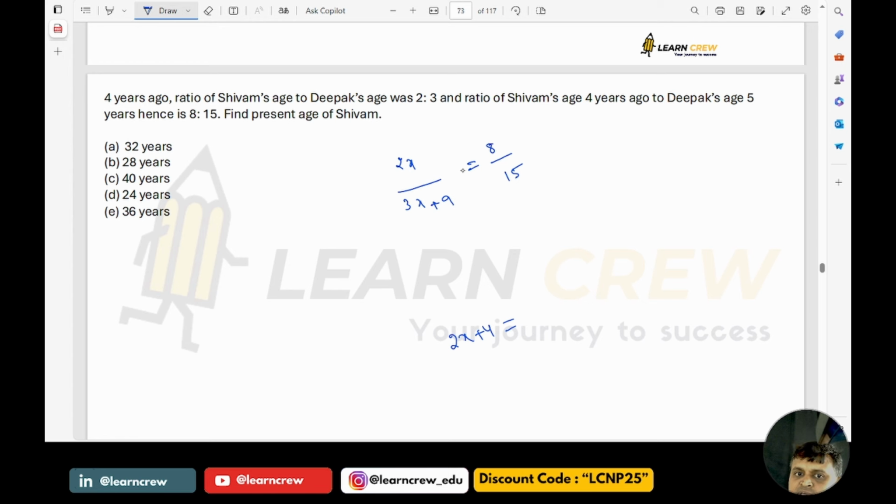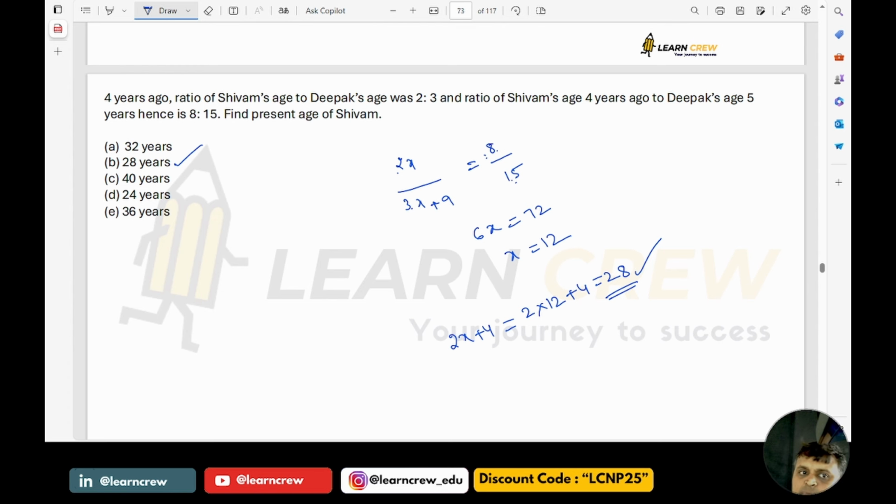So now if you see here, 30x minus 16x. 30x, 15 into 2, 30 minus 24. 6x is 72, so x is 12. You need 2x plus 4. 2 into 12 is 24, plus 4 is 28. 28 is the answer.